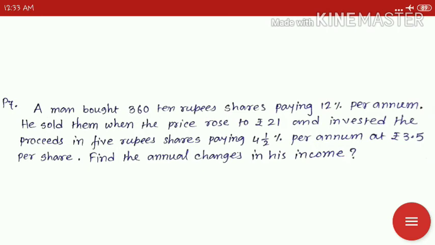Now we need to find the annual change in his income. That means, what was his income with his previous shares, and now when he sold those shares and invested in another one, how much income is he getting. That means you need to find out whether the income has increased or decreased. So solve it by yourself, pause the video and then come to my solution.